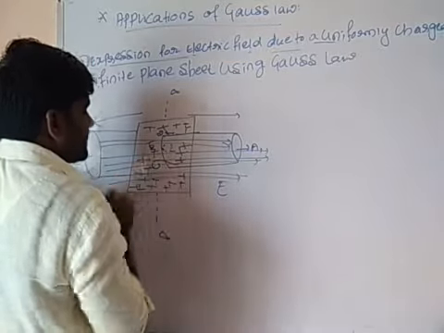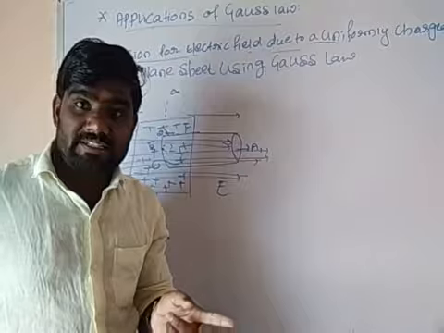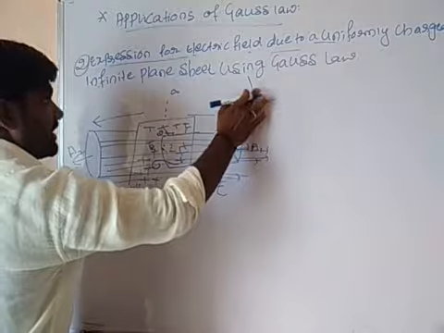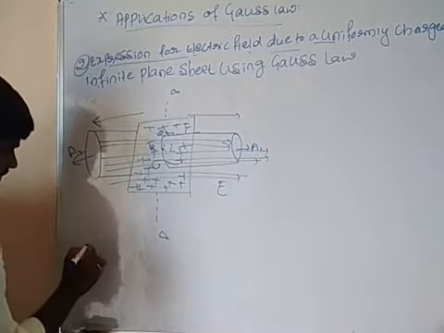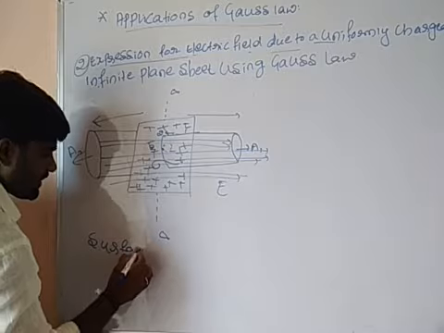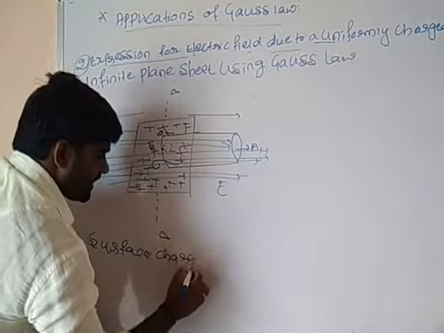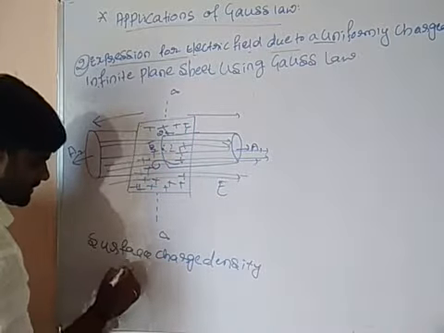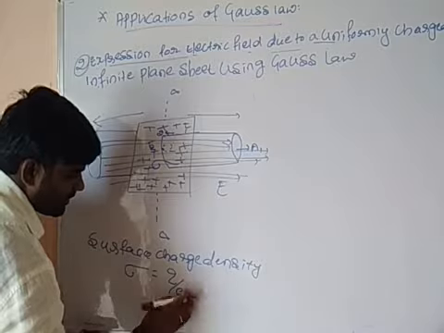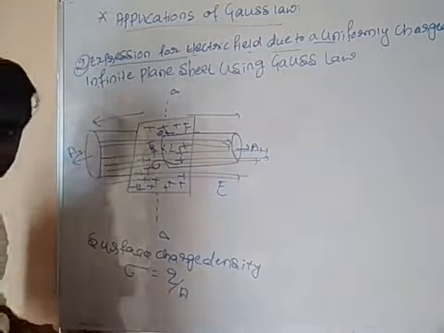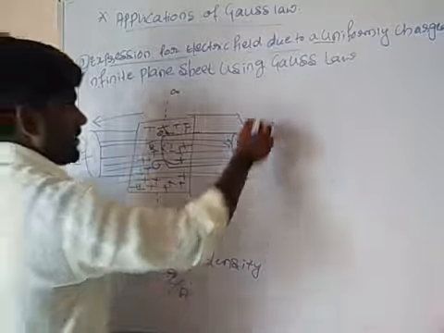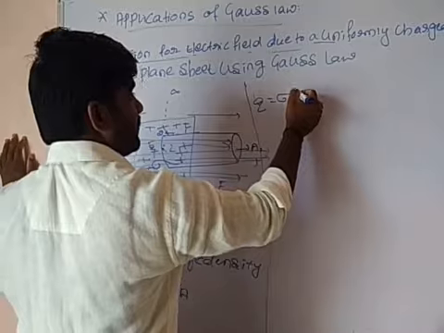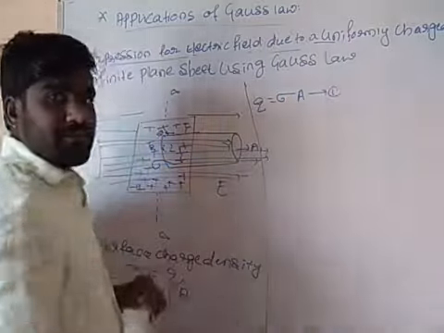So sigma is the surface charge density. Now see here, what is surface charge density? The surface charge density sigma is equal to Q divided by area. Then Q is equal to what? This Q is equal to sigma into A. Let us call this equation number 1.